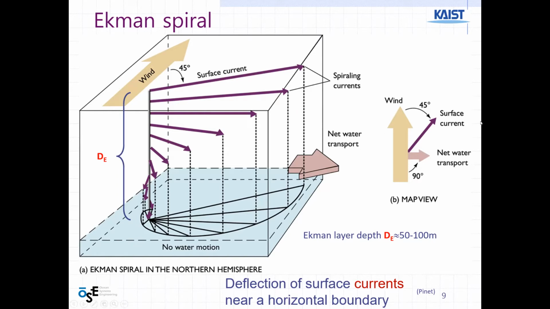As you can see in this picture, as wind goes here, the surface current moves at about 45 degrees, and the net water transport is at about 90 degrees. This works in a little bit deeper water, so the depth is about 50 to 100 meters.